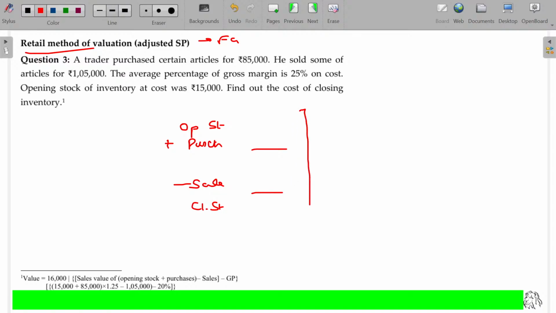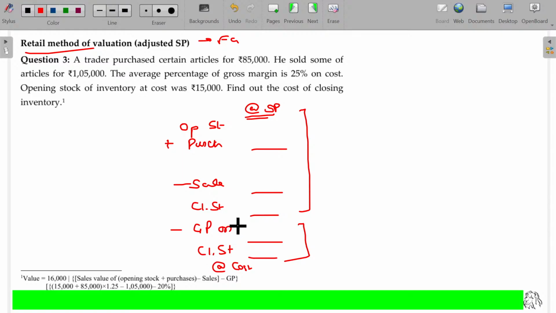Now you have to show at what value? At sale price. Then finally you will get the closing stock at sale price. From there you have to subtract the profit component to get the closing stock at cost. This will be the second component: GP on stock. You have to subtract. This is the format. You know that opening stock plus purchases minus closing stock will be the sales, or if I subtract the sales, I will get the closing stock.